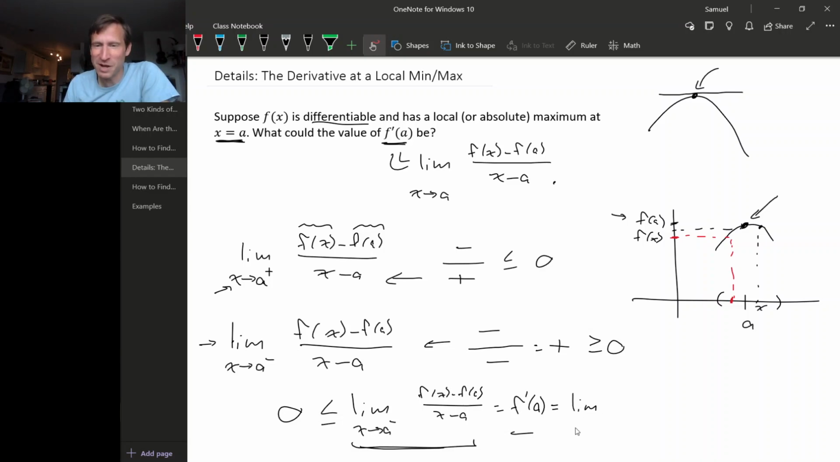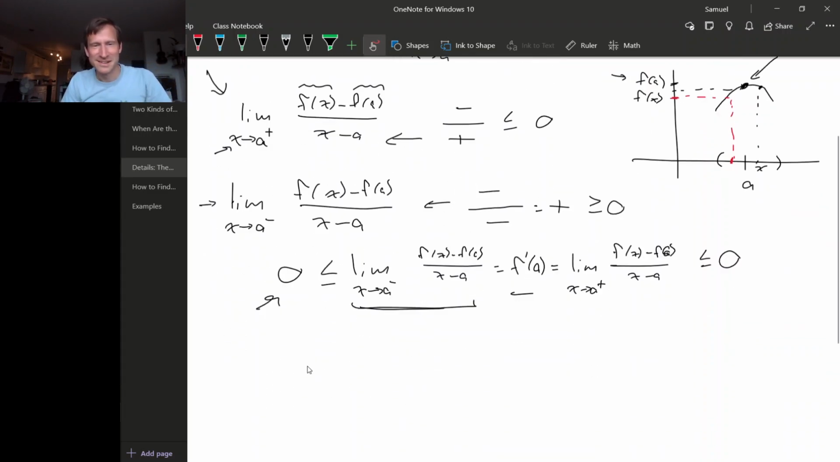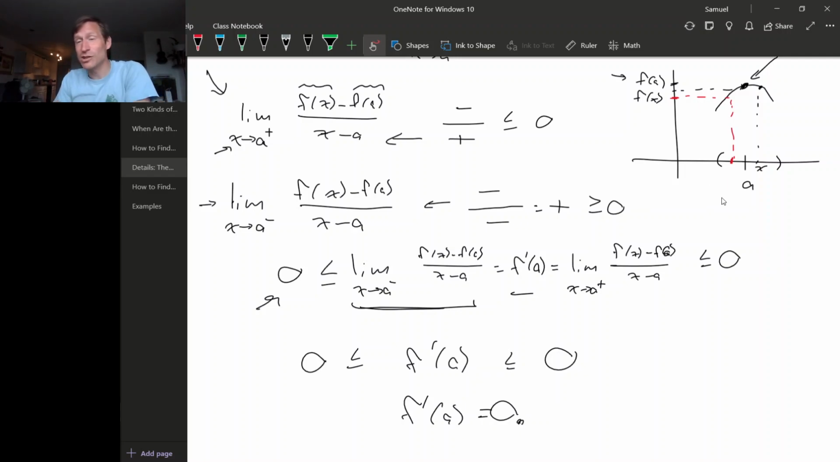But by the same token, f prime of a has to be equal to the limit as x goes to a from the right of f of x minus f of a over x minus a. But what we showed up here is that this limit is less than or equal to 0. And you can see, just reading off this line, 0 is less than or equal to f prime of a is less than or equal to 0. But that means that f prime of a has to be equal to 0. So this proves that at a local maximum, the derivative of the function has to be 0. The same argument works if you are looking at a local minimum. It's just the inequalities turn around.